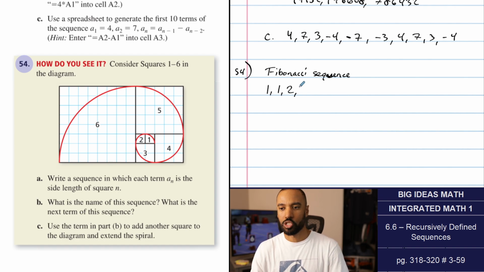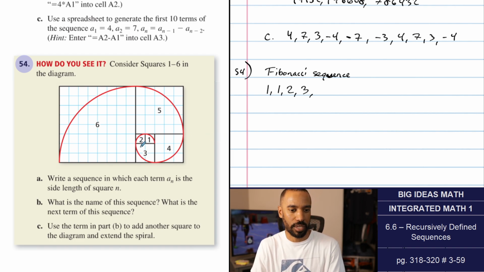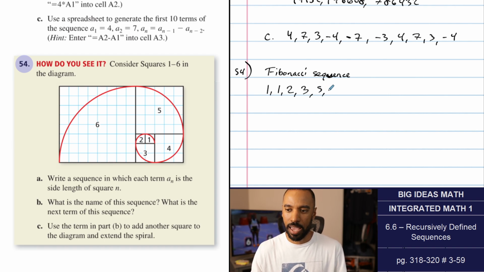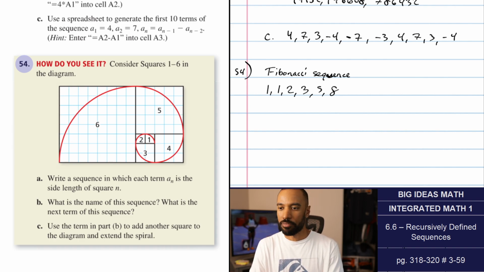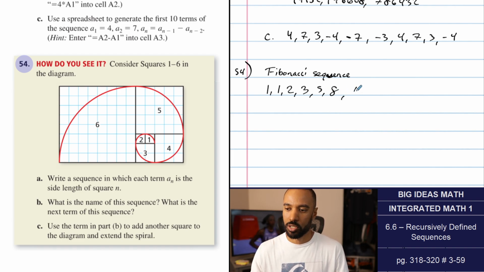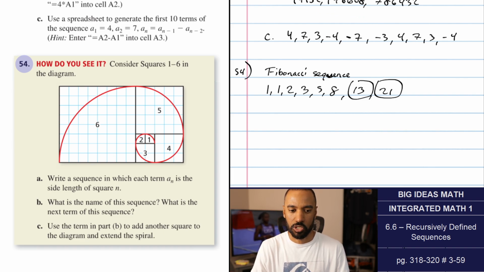Oh, that's right. You're doing the squares of your numbers. So it's a square. So 2 squared is 4, 3 squared is 9, things like that. So all we have to do is look at the lengths of these. So 2, 3, and then 5, and then 3 plus 5 is 8. So the length of this guy here is 8. And then you have to do 5 plus 8, which is 13. And then 13 plus 8, which is 21. So those are the next. Oh, they just want the next term.